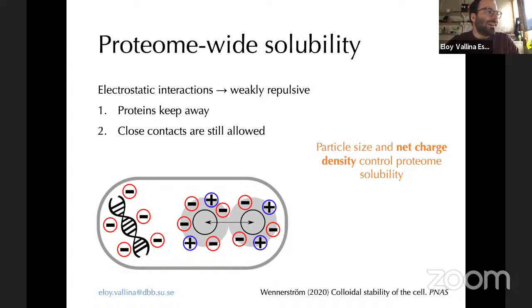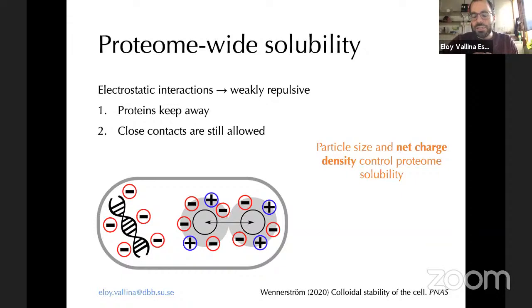But the main take-home messages of this paper were that it is the electrostatic interactions in the cell that ensure this situation. And this is the result of a compromise between two requirements: on the one hand, proteins need to keep away most of the time and stay at a safe distance, so to say, so that they don't become too slowed down by other interactions. But also, the regime should allow close contacts to occur so that specific interactions between proteins do happen, right?